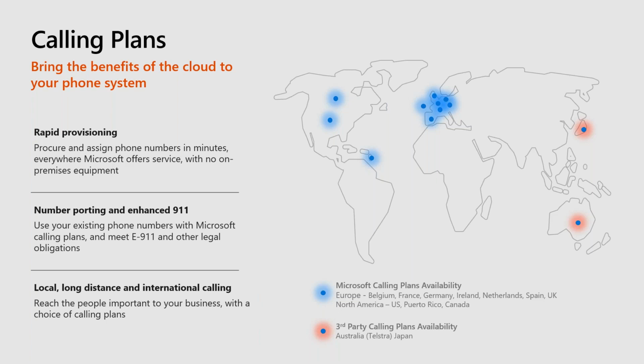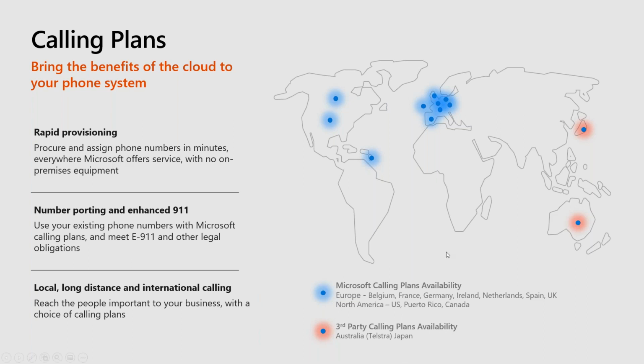Now, if you look at the availability of those calling plans throughout the world, it is quite limited. There are around 10, 11 countries where you can get Microsoft calling plans, and you see them on this list here and on the map. Interestingly, in Australia and in Japan, they are using third-party calling plans, which means third-party carriers. But in Europe and the US, Microsoft is delivering everything themselves.